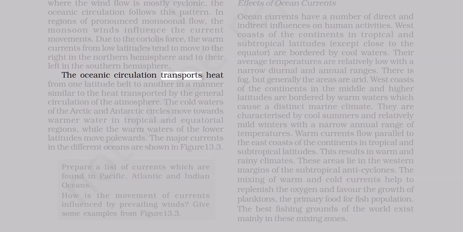The oceanic circulation transports heat from one latitude belt to another in a manner similar to the heat transported by the general circulation of the atmosphere. The cold waters of the Arctic and Antarctic circles move towards warmer water in tropical and equatorial regions, while the warm waters of the lower latitudes move polewards. The major currents in the different oceans are shown in Figure 13.3.